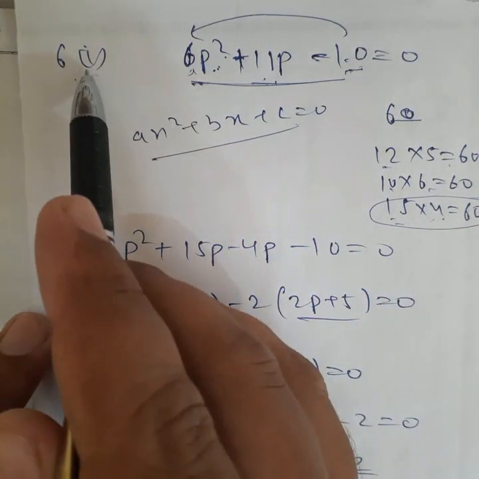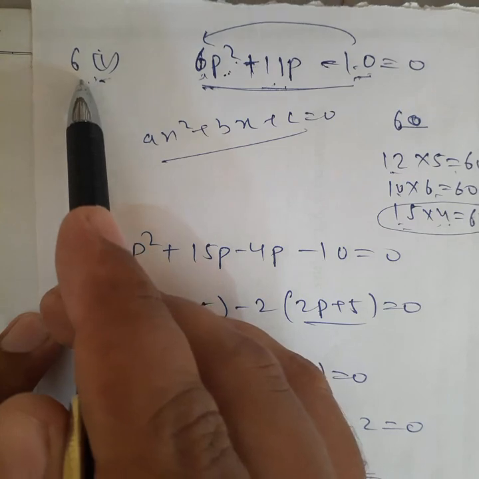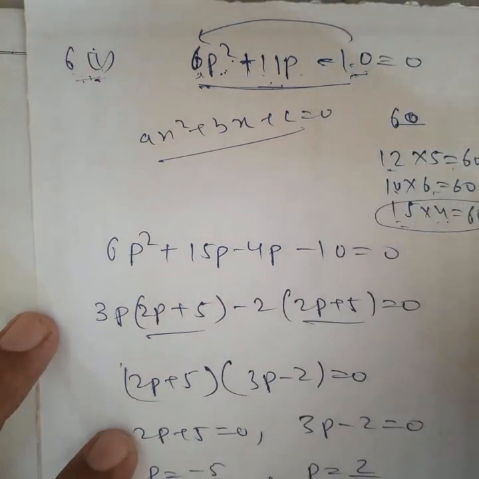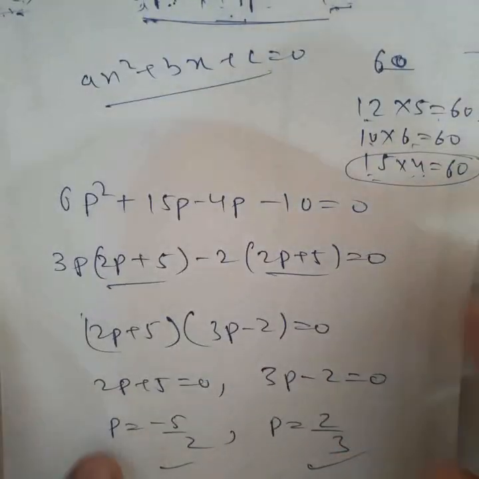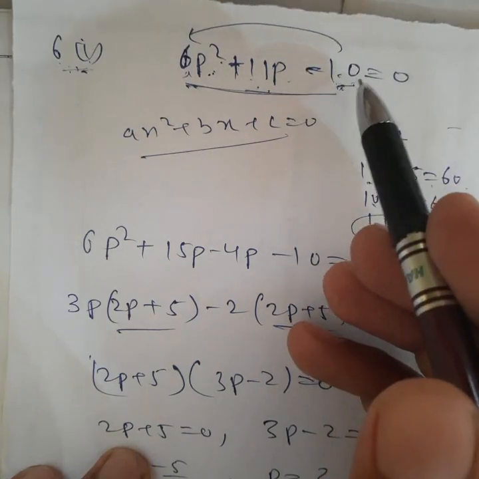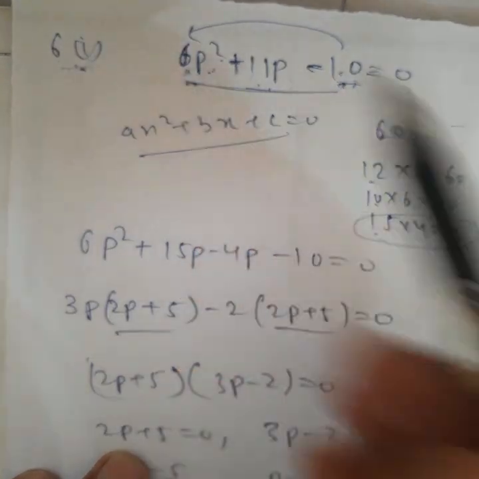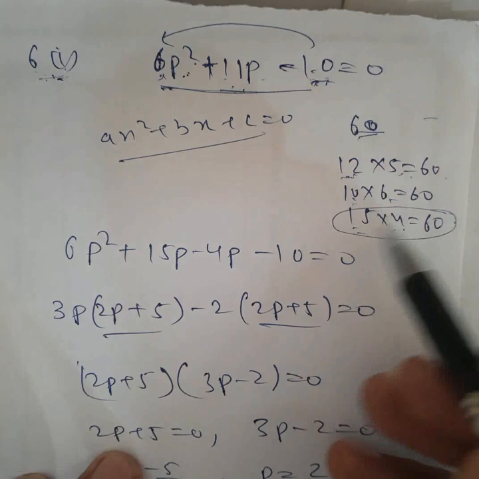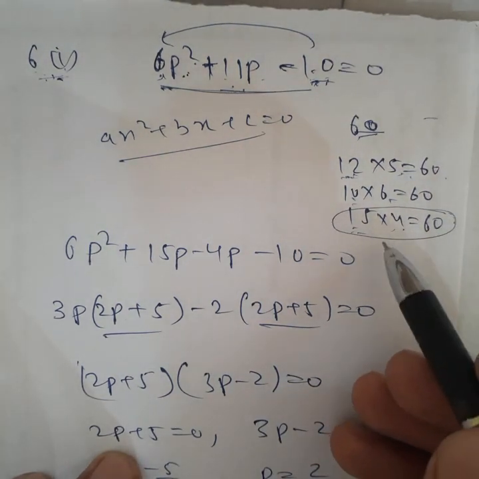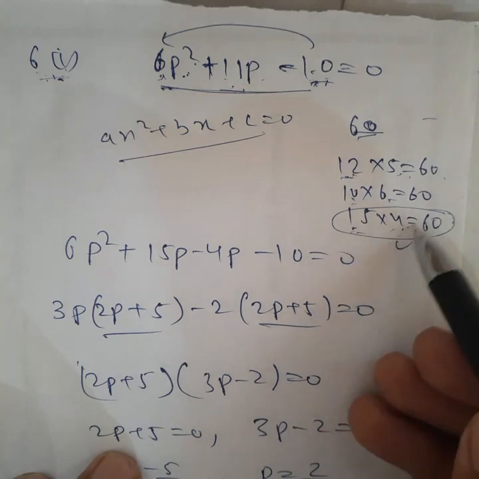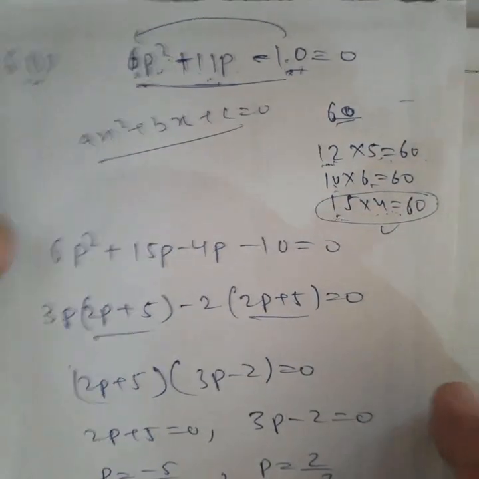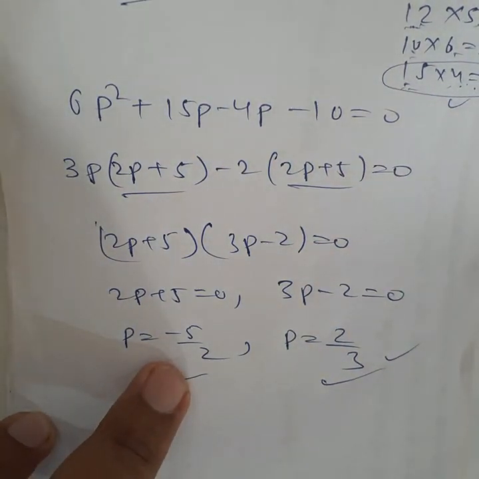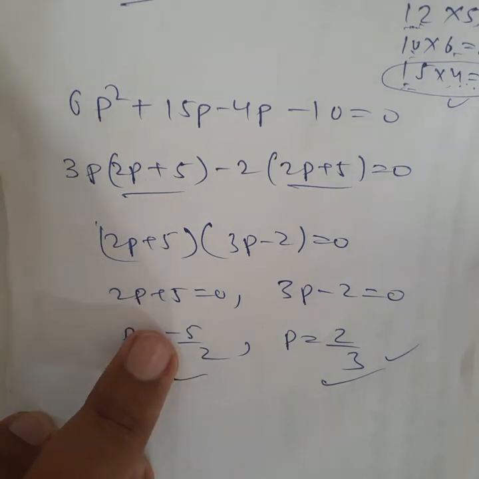Now heading to the next question, we will take up the first part of question number 6, which is 6p square plus 11p minus 10. Now 10 is the constant term, so we will multiply 10 by 6, we will get 60. Now 60 can be obtained by multiplying 12 into 5, 10 into 6 and 15 into 4. But we will take 15 into 4 just because 15 minus 4 results in 11. And on solving, we get p is equal to minus 5 upon 2 and 2 upon 3. So these are the roots of this particular equation.